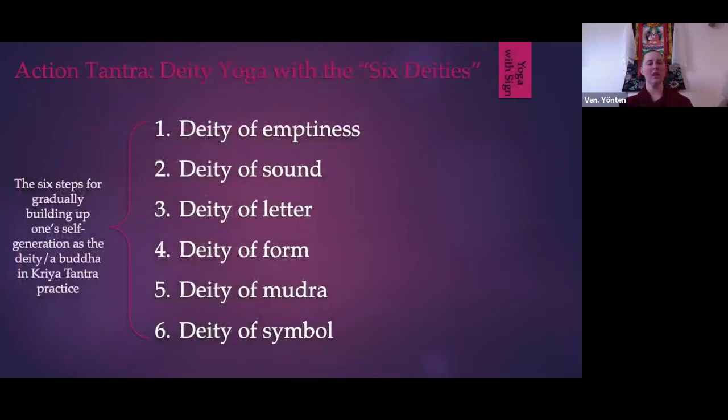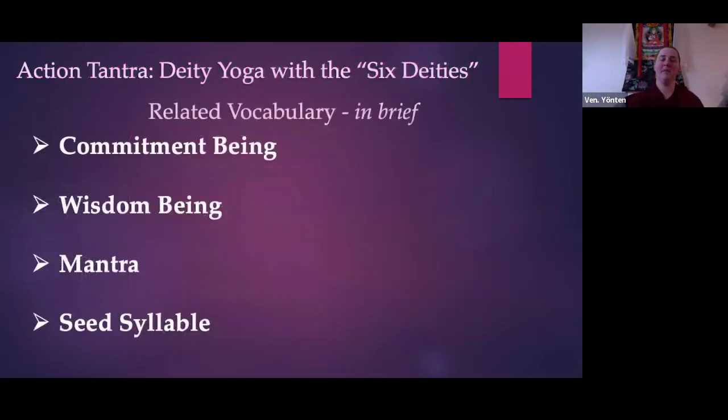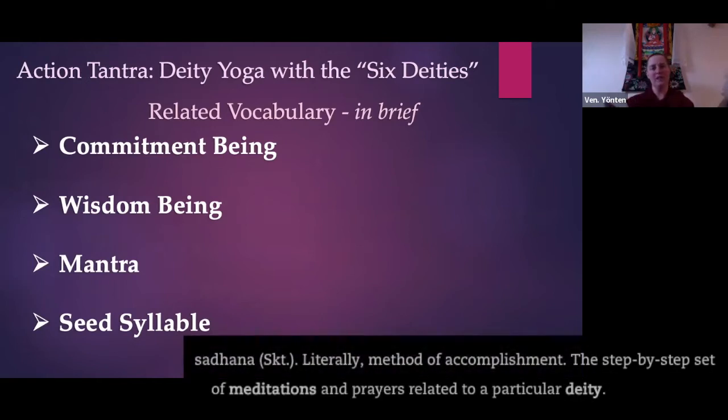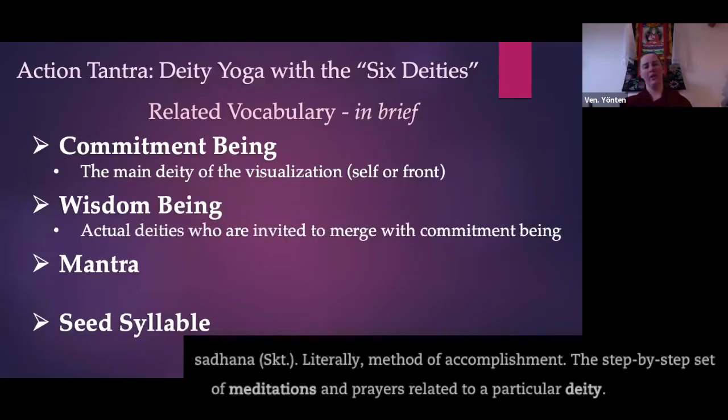So when we're doing the first one, deity with sign, then the self-generation is built up through these six steps: the deity of emptiness, deity of sound, deity of letter, deity of form, deity of mudra, and deity of syllable. Before we go into these in detail in the practice, we just need a little background vocab. These are probably fairly clear, some of them or half of them, but just to make sure, we've got in a sadhana something called a commitment being. The commitment being is just the main deity of the visualization, whether the self or the front. So we're doing Chenrezig practice. The commitment being is Chenrezig.